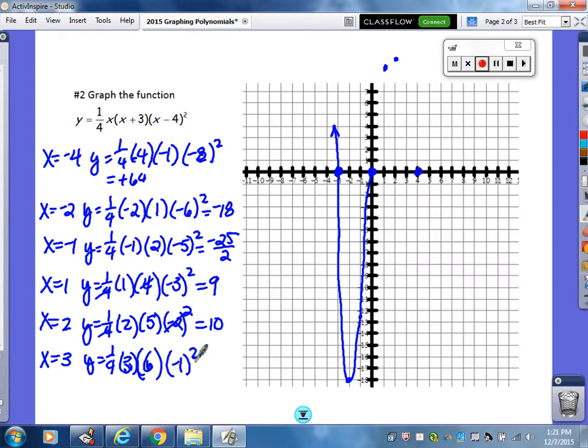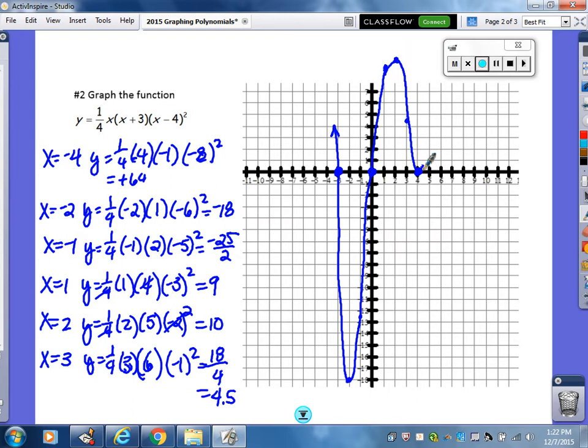Alright, so I'm going to get 18/4, which is 4.5. So at 3, we're at 4.5. Alright, so it's coming around here, turning over, coming down. Remember, it's bouncing because it's a double root. Alright, let's see how much it jumps back up.